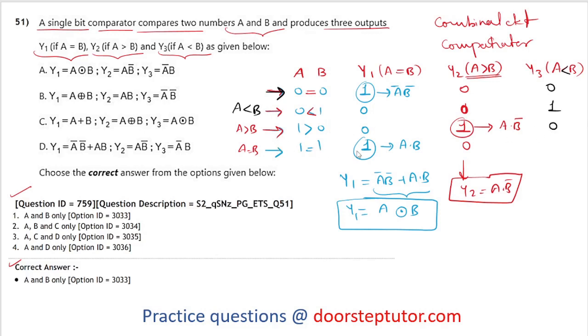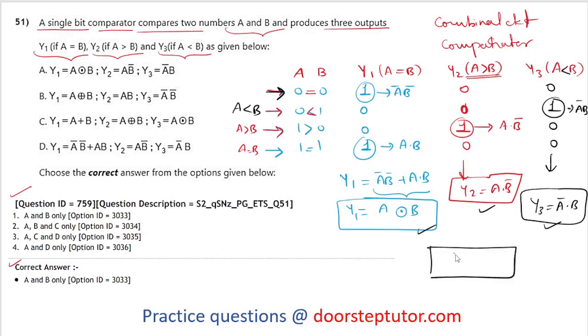In the fourth case, both are 1, both are same, so this is going to be 0 again. And a minterm corresponding to this one will be A bar into B. So we can write Y3 as A bar into B. So we have obtained the expression for Y1 and Y2 and Y3. These are the outputs of the comparator circuit.